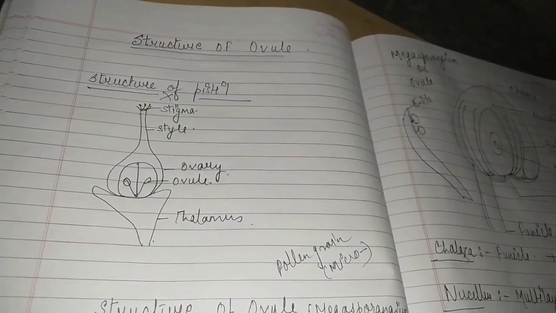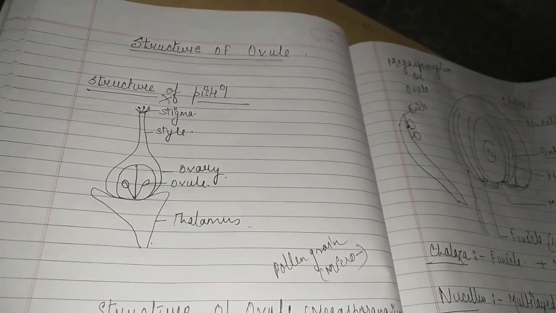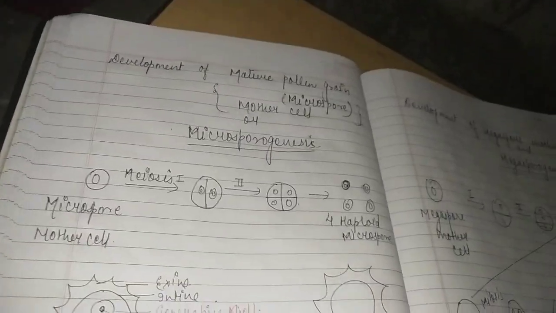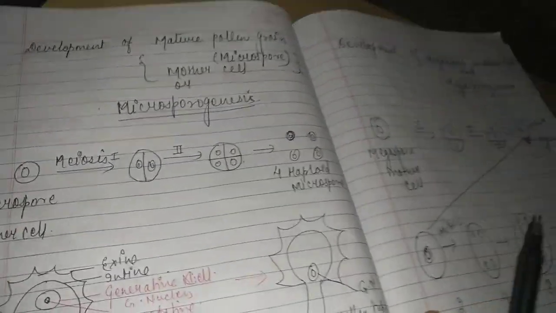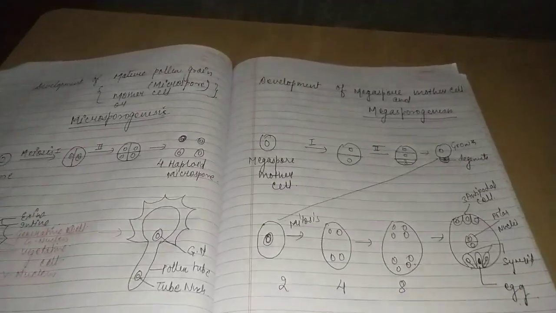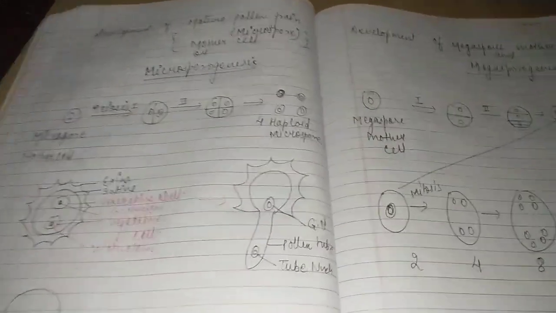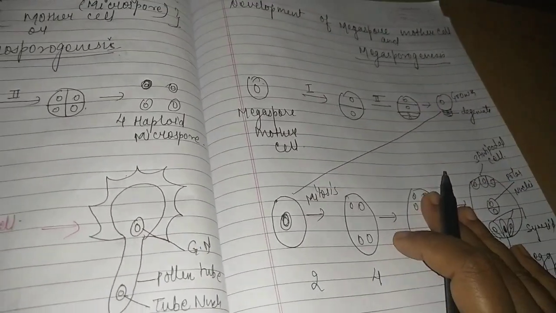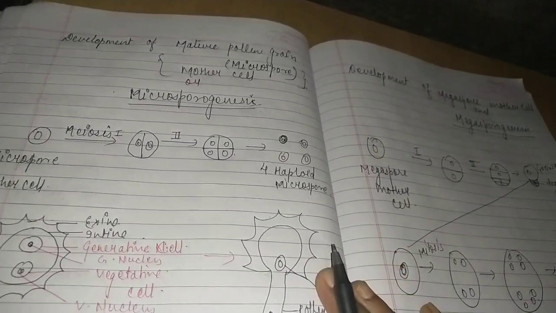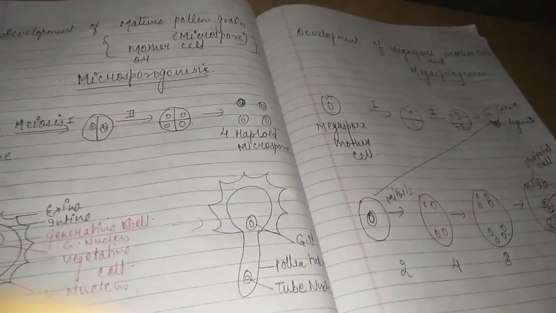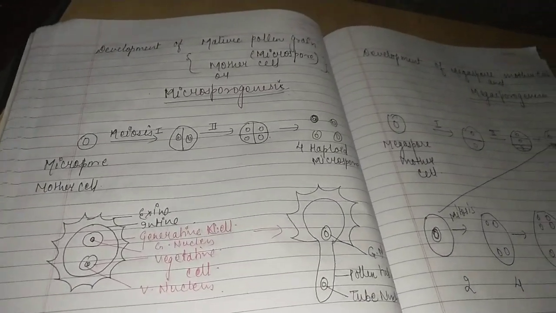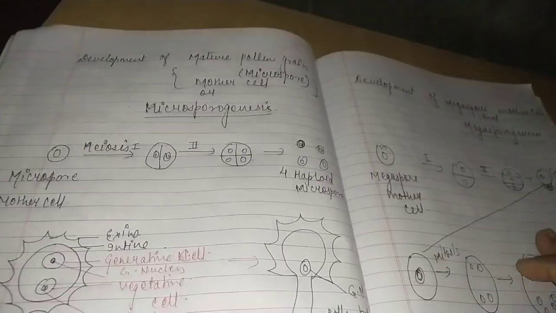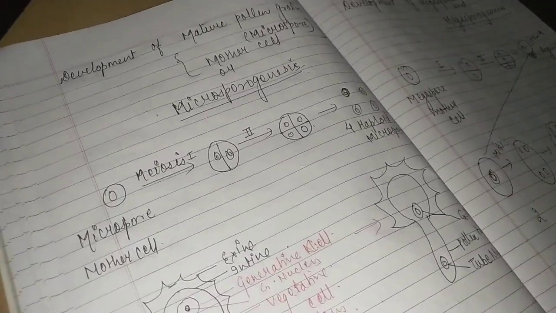Now we will go into another part: the development of the mature pollen grain and the development of megaspore mother cells, megasporangia. How does the pollen develop, and how does the ovule develop? We will discuss together, because it will be easy for you to understand. Both processes are the same, but a little bit different.